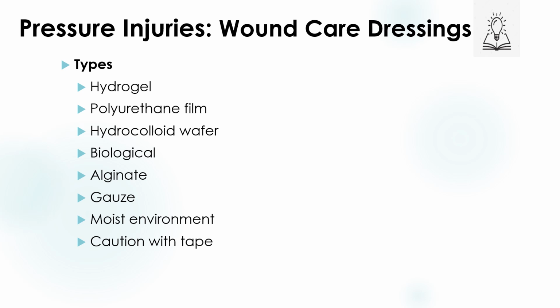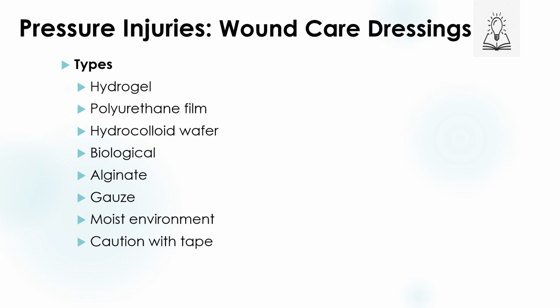Then we're looking into the biological. So biological dressings are derived from living organisms and include products like collagen, amniotic membranes, and skin substitutes. So these dressings promote wound healing by providing a scaffold for new tissue growth and are often used for chronic wounds, burns, and surgical wounds.